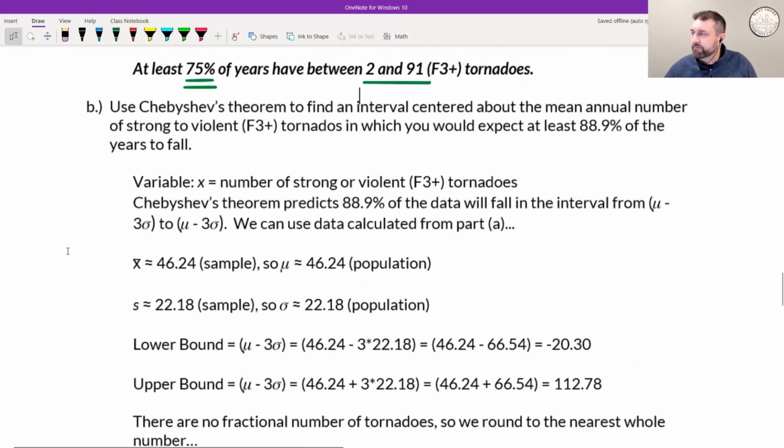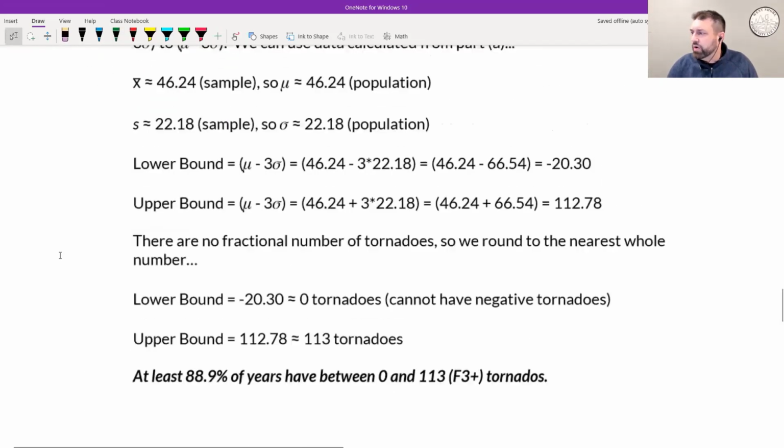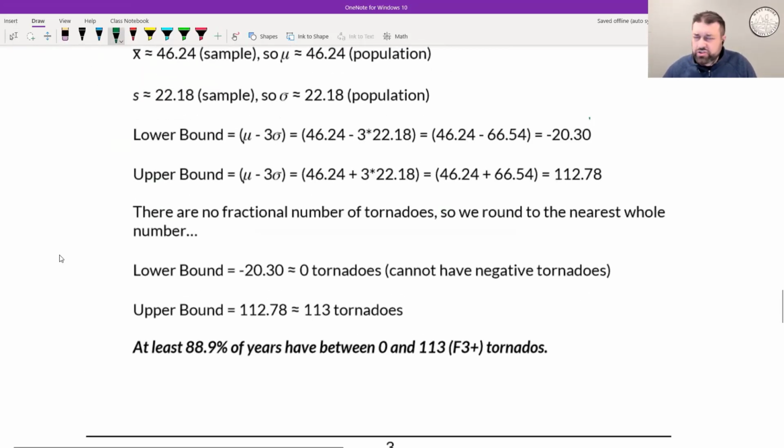We do the same thing to find 3 standard deviations above the mean, the 88.9% range. And when we do this, you find just one quick note, we end up with a negative number, and you can't have negative tornadoes. You can't have a negative. How many tornadoes last year? -5. That doesn't make any sense. So we're just going to round that to 0.